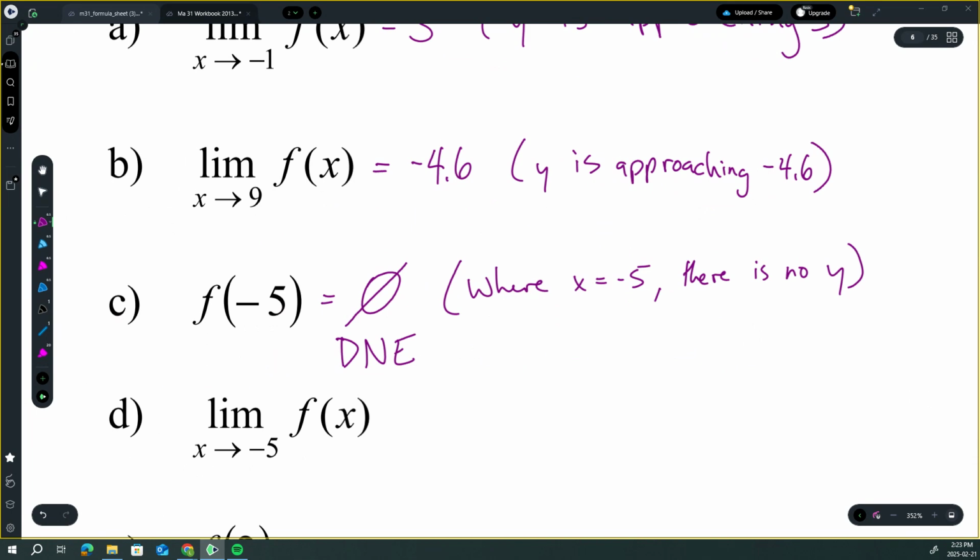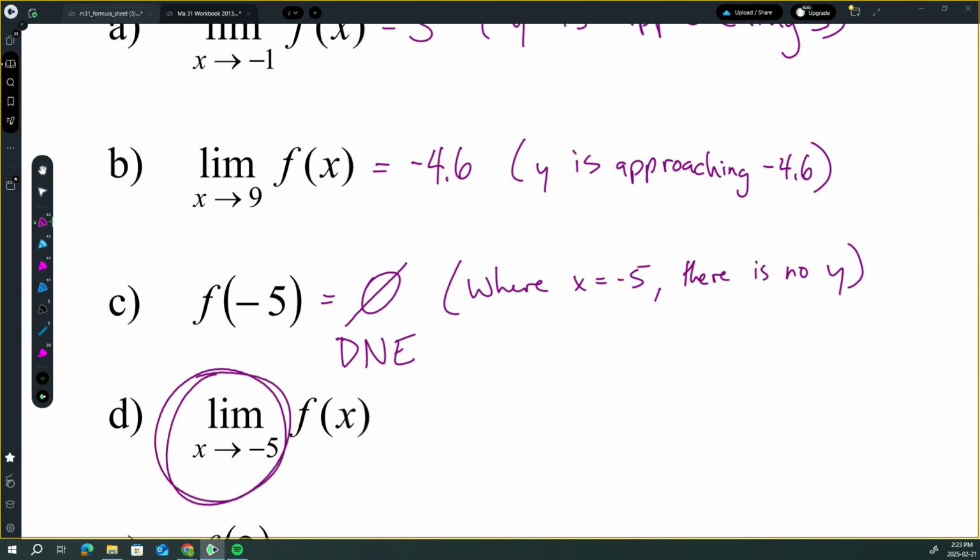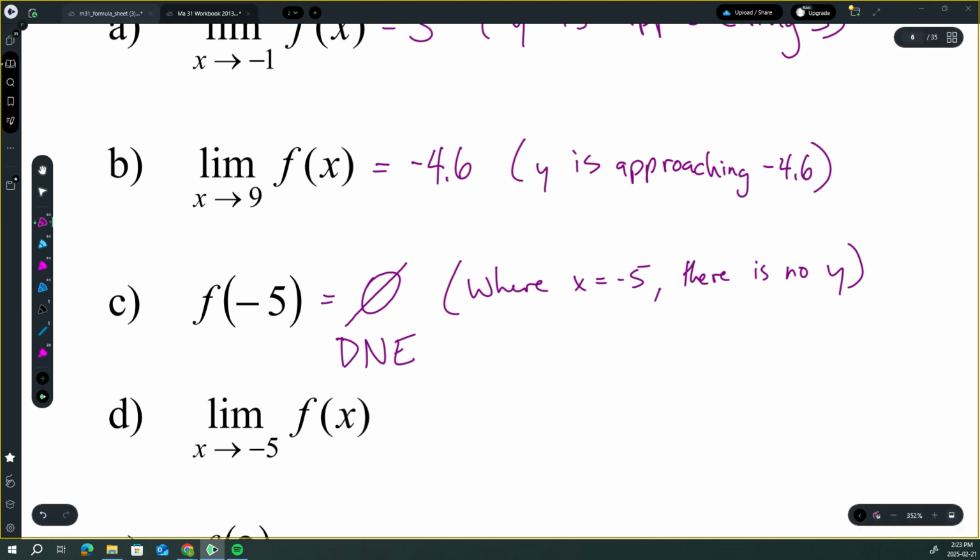So c is just figuring out what the y value is, which in this case does not exist. Since we don't have the limit notation, it's not really a limit, it's just figuring out the value at a specific point. We're not approaching from the left or the right. For c, we're just figuring out a very specific point.